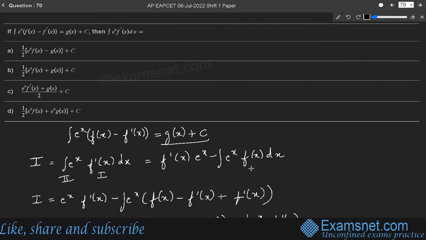Therefore, we can say that the correct option is 1 by 2 into e to the power x f dash x minus g of x plus c. So we can say that the correct option here is option number A.